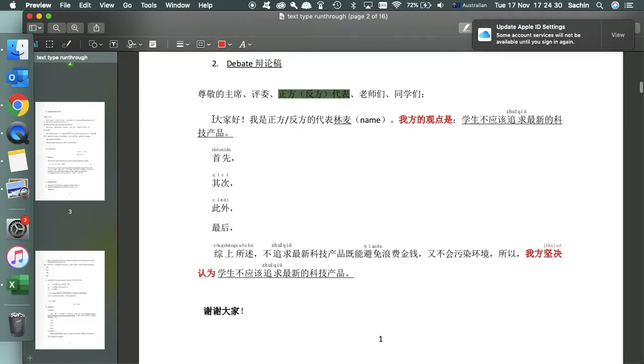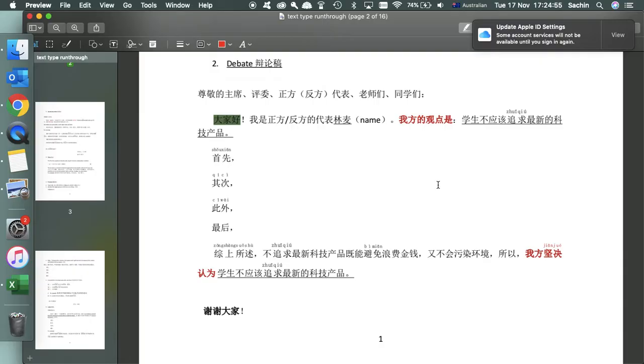And then you start off by saying 大家好, and then you say who you are. So 我是正方的代表, and then say your name. So this one's like Lin Dan. And then a very important part is 我方的观点是. So this is either your affirmative or negative stance on the topic that's being asked.